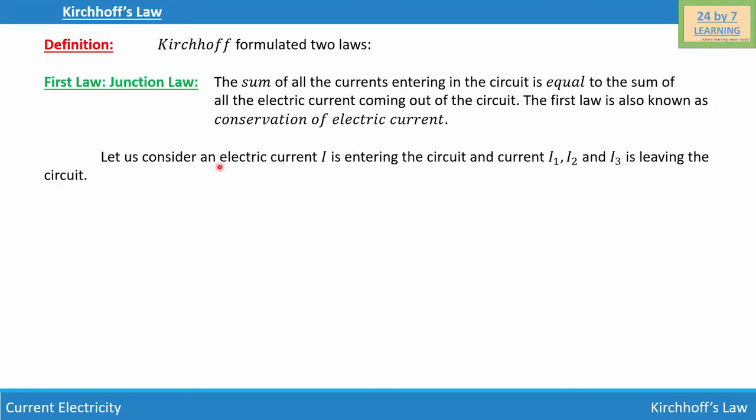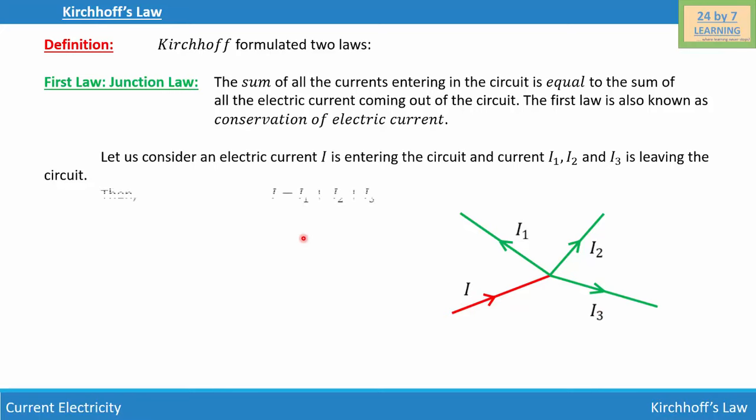Now, let us consider an electric current I entering the circuit, and the currents I1, I2 and I3 leaving the circuit. In order to explain this, I'm going to use this information to draw a figure. So here is my figure where you can see I ampere of current is entering the circuit and I1, I2 and I3 ampere of currents leaving the circuit. So basically we can say that the sum of all these currents I1, I2 and I3 should be equal to the current I. So we can write I is equal to I1 plus I2 plus I3.